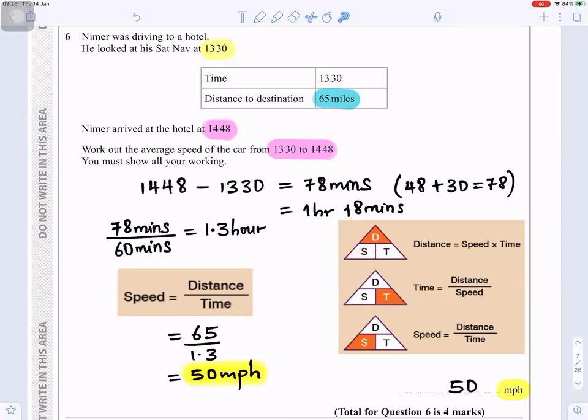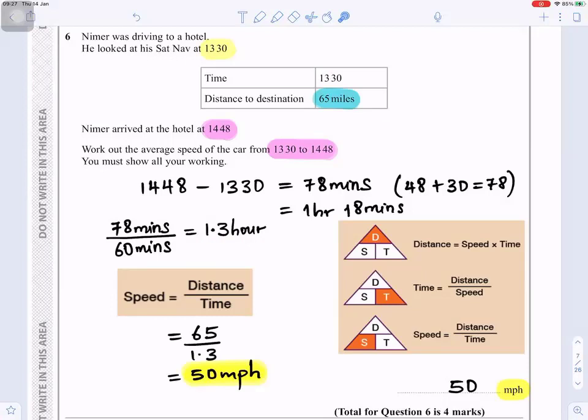Now we need to work out the time. Between 14:48 and 13:30 is 78 minutes. From 1:30 till 2 o'clock is 30 minutes. And from 2 o'clock to 2:48 is 48 minutes. So 30 plus 48 gives you 78 minutes. We want to change it to hours. 60 minutes is 1 hour. So 78 minutes would be 78 divided by 60, and that would give you 1.3 hours.